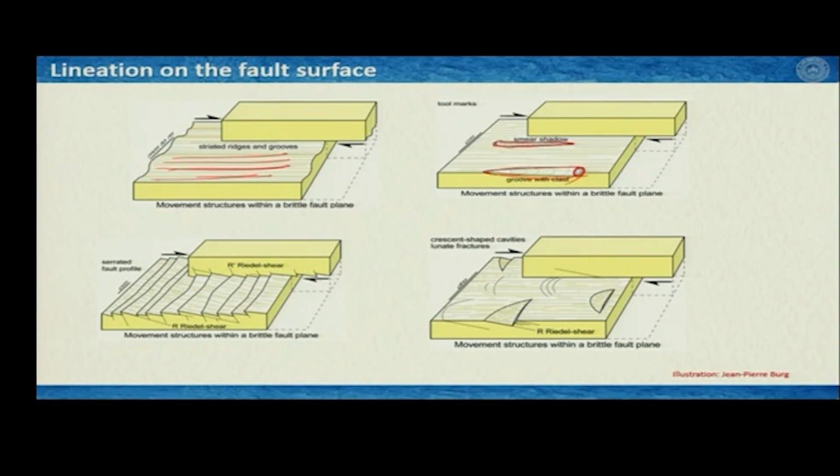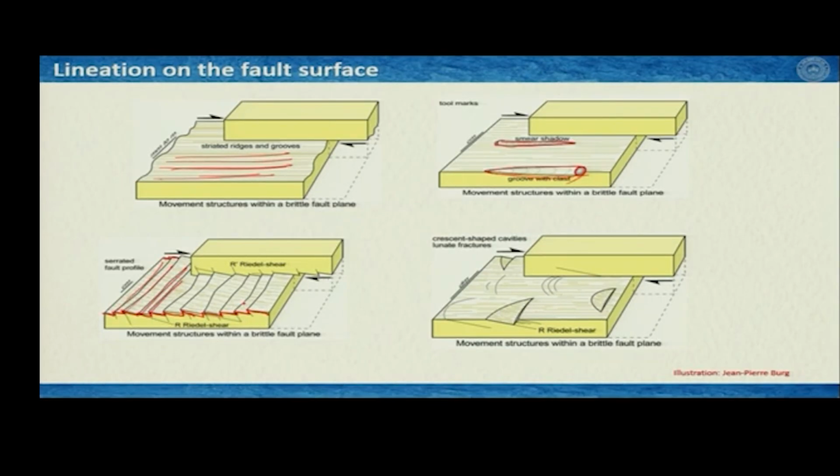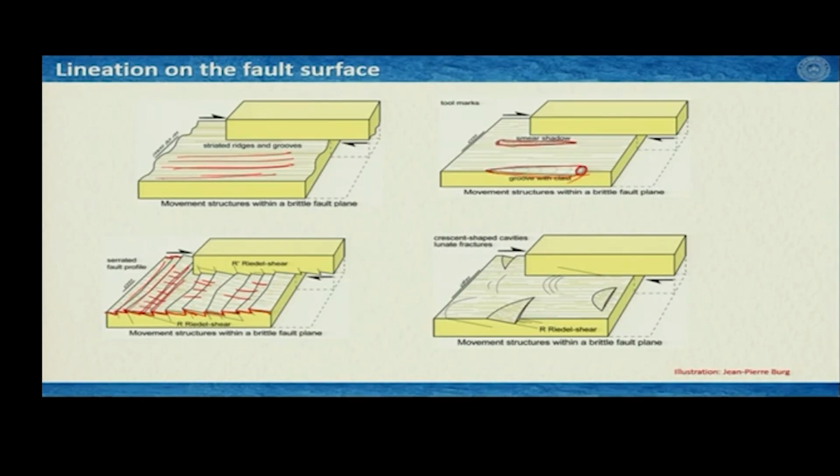Then fault planes are also characterized by a number of shear fractures. Riedel shear fractures are one of them, and we learned about Riedel shear fractures in our fault lecture. If they are connected to each other, they form step-like features, and these are also characteristics of lineations, and you can figure out the direction in which the lineations should form. You can also form some sort of crescent-shaped cavities or lunate fractures.